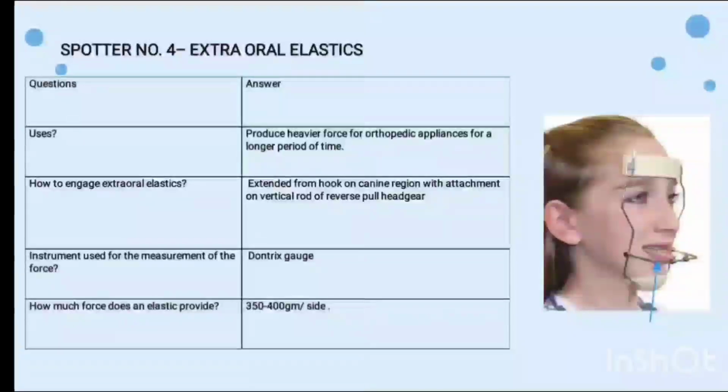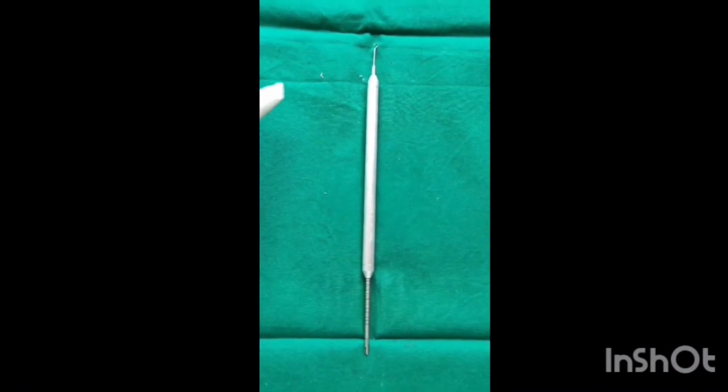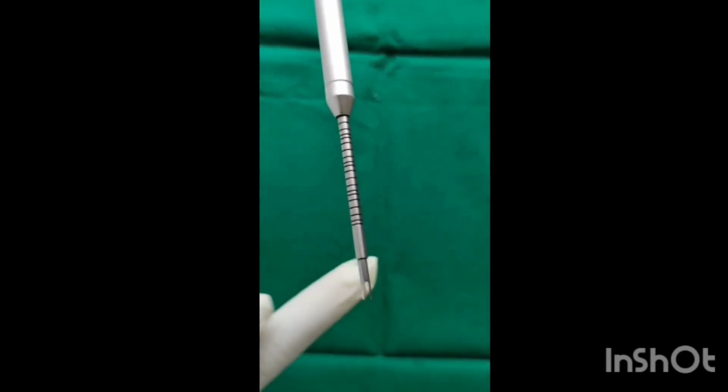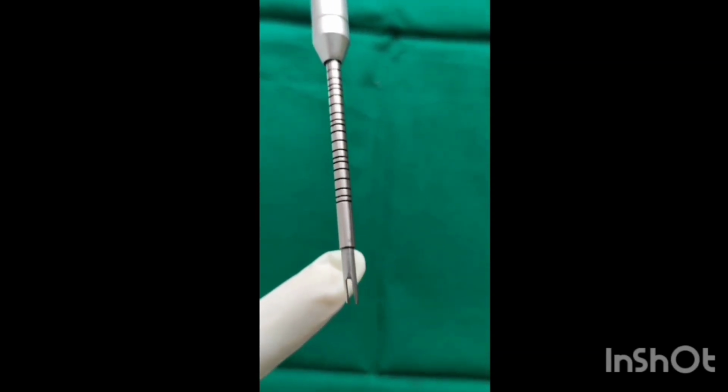The instrument used for the measurement of the force is Dontrig's gauge. And how much force does an elastic provide? It provides up to 350 to 400 gram per side. This instrument here is called Dontrig's gauge. It is used to measure force of elastics, arch wires, coil springs.